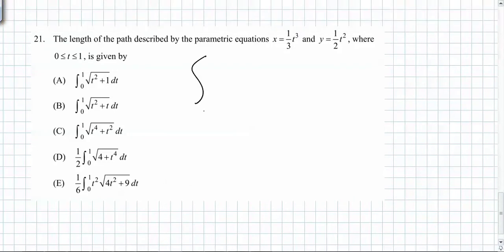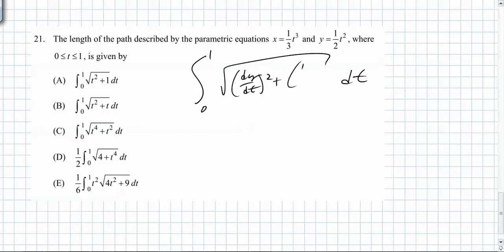Do you remember what you have to do? It's going to be from 0 to 1. And it's going to be the square root of something dt. But what goes on the inside here? Do you remember? dy dt, yep, squared plus dx dt squared. Right. So dy dt is going to be what?